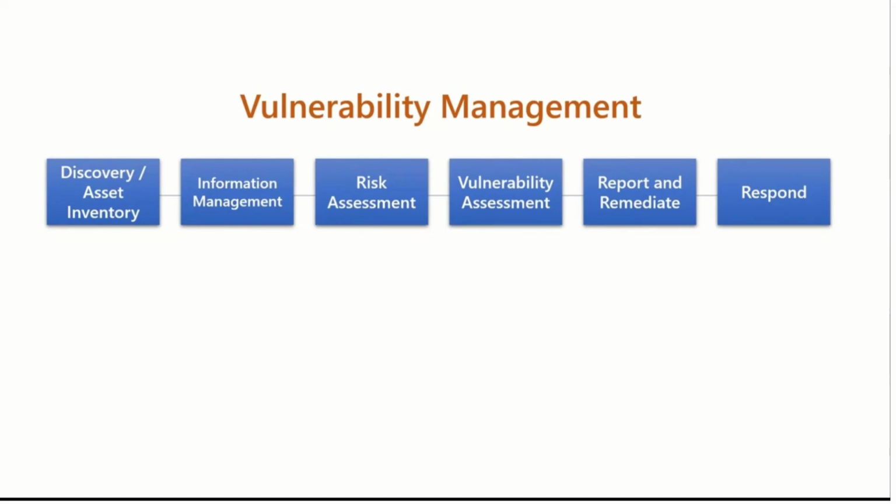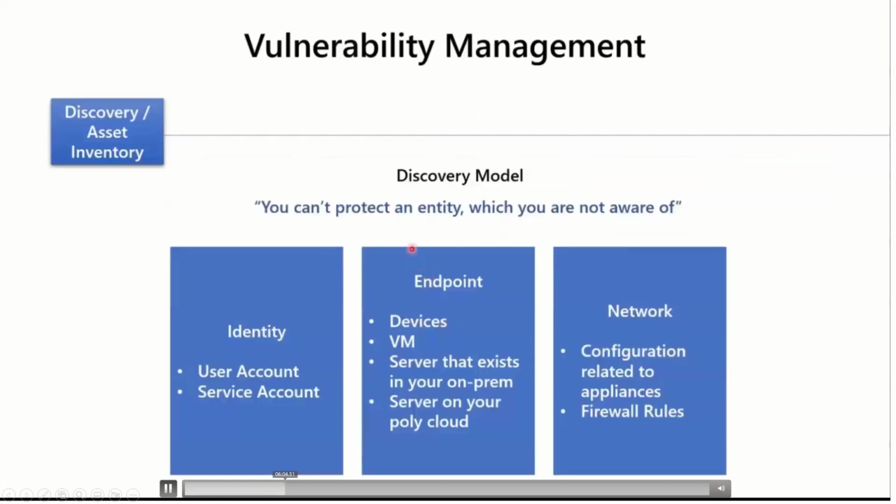The discovery of your assets is the prime objective. It means you have to know how many endpoints are connected to your network. An endpoint can be any device that is part of your enterprise. Any system or device that is present in your system is an endpoint. So let's see the discovery model. In the discovery model, you can't protect an entity which you are not aware of.